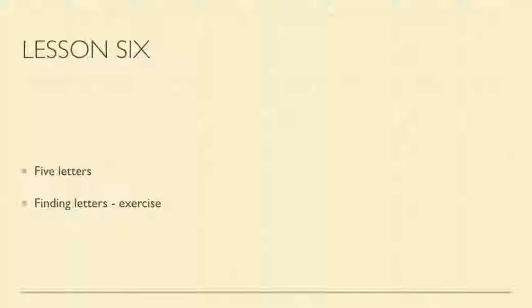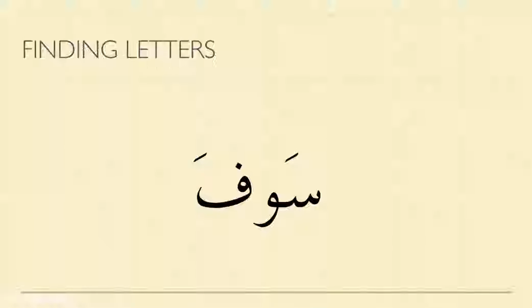Continuing with our lesson 6, we've looked at 5 letters. Now we want to have a go at trying to find these 5 letters in Arabic text. So here we have the word sofa. Sofa, which means will, or used to indicate the future, sofa.